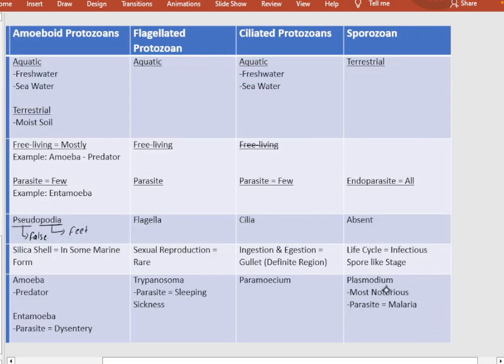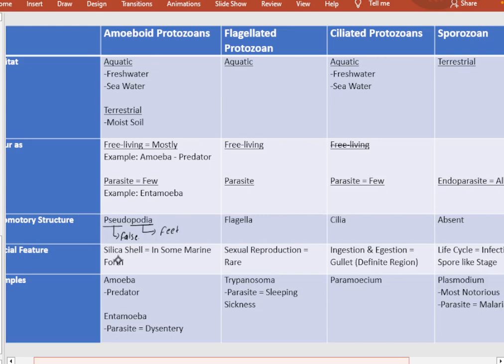In sporozoans, you will study the Plasmodium life cycle in detail. In the life cycle there is an infectious spore-like stage, which can cause disease. Hence it is called sporozoan. Cilia is there, hence it is called ciliated. Flagella is there, hence it is flagellated. Amoeboid has pseudopodia.